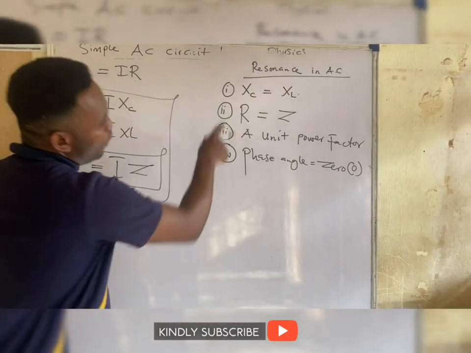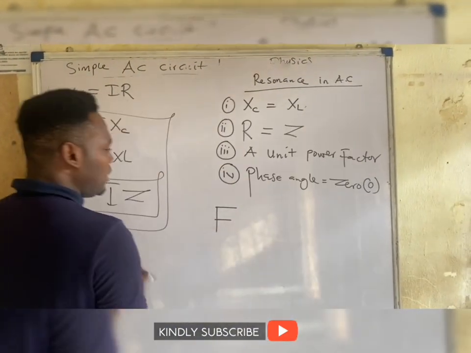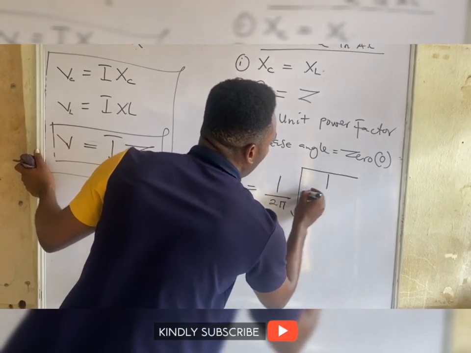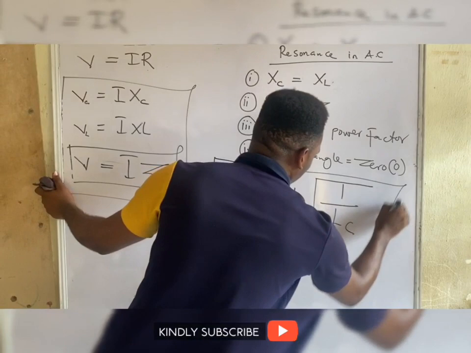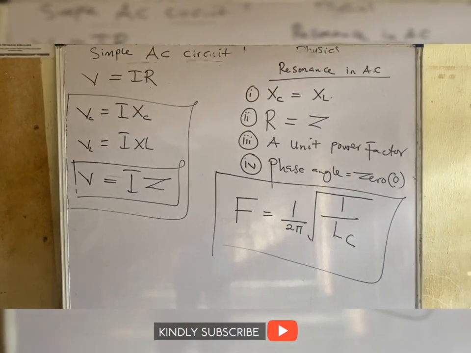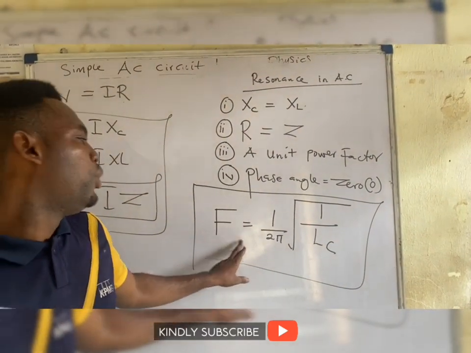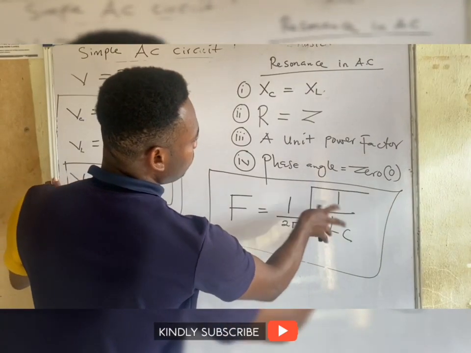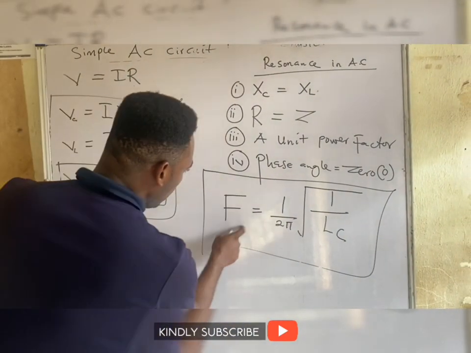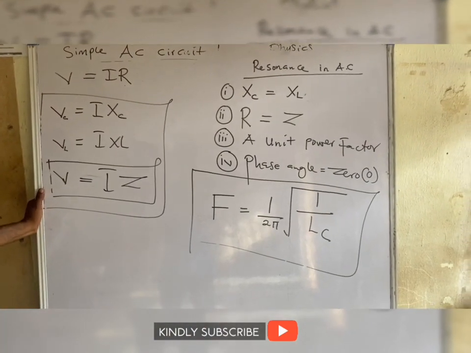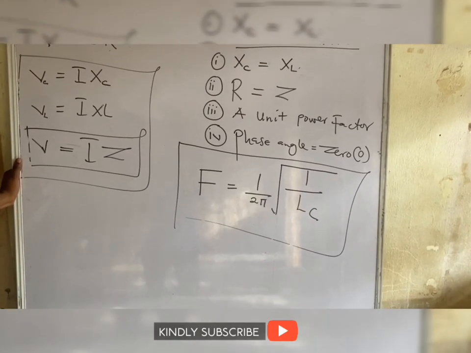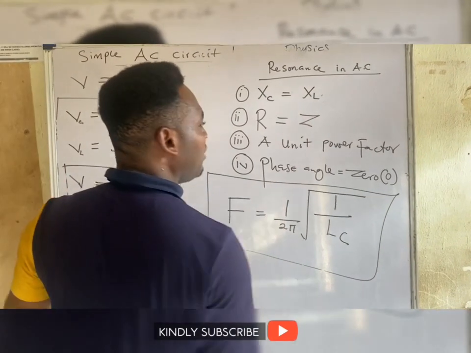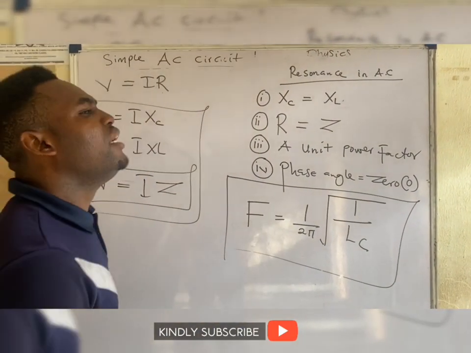Then lastly, for resonance to occur, the resonance frequency. What will be the formula? It will be 1 over 2 pi root 1 all over what now? LC. Very, very, very important. So if we want to get the resonant frequency in AC, we use 1 over 2 pi square root of 1 over LC. There is a way we can still manipulate some of these formulas to give us more formulas from there, but the only thing we need now is what I've given below. So take note that this formula is very, very important, and all the formulas I've given here are the formulas we need when solving questions in AC circuits.